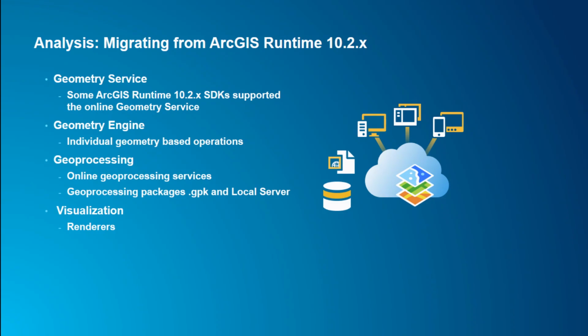In 10.2.x, analysis was based on, in some cases, geometry service. Some of the 10.2.x APIs supported working with geometry service for that equivalent of establishing topological relationships between features. The geometry engine is essentially the local version of the geometry service, supports the same capabilities, works on individual geometries. Geoprocessing services were supported and disconnected via the local server, but also visualization as well as a form of analysis.